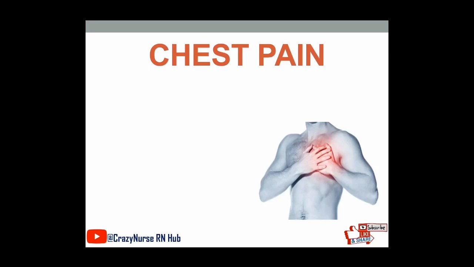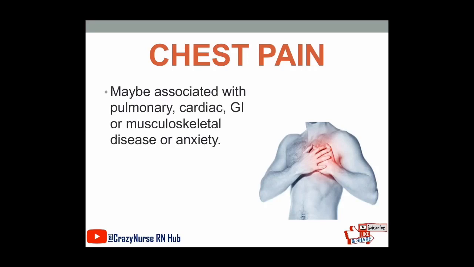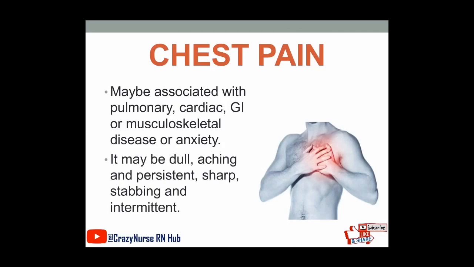We also have here chest pain. It may be associated with pulmonary, cardiac, gastrointestinal, or musculoskeletal disease or anxiety. It may be dull, aching, and persistent, or sharp, stabbing, and intermittent.